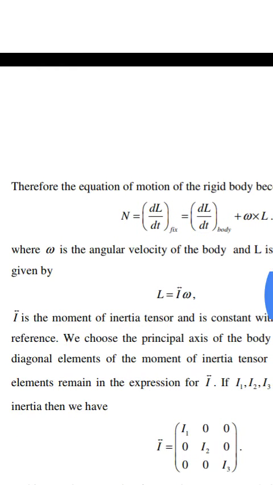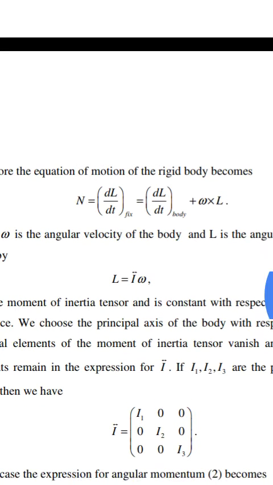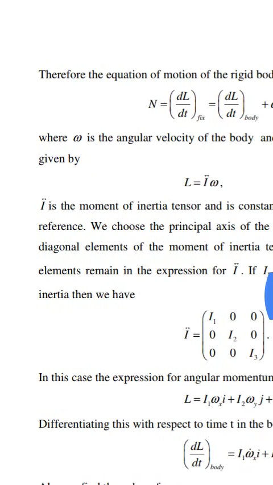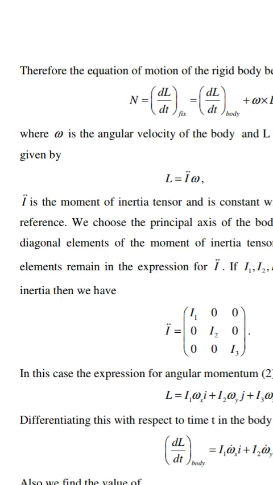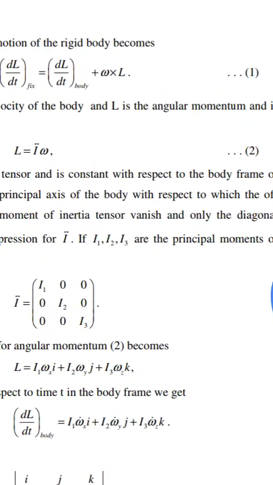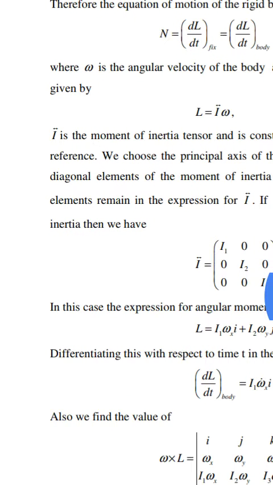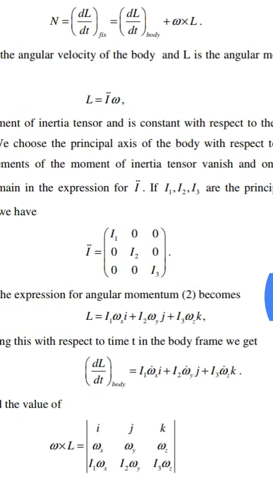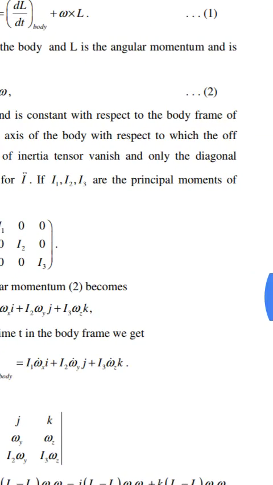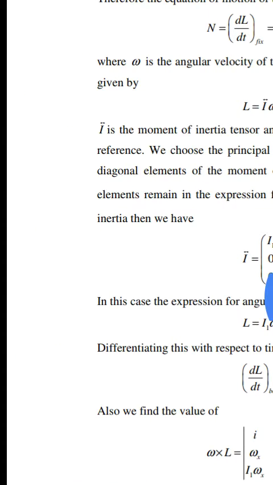Therefore, the equation of motion of the rigid body becomes N is equal to dL by dt fixed is equal to dL by dt at body plus w cross L, where w is the angular velocity of the body and L is the angular momentum and is given by L is equal to I bar w, where I bar is the moment of inertia tensor and is constant with respect to the body frame of reference.